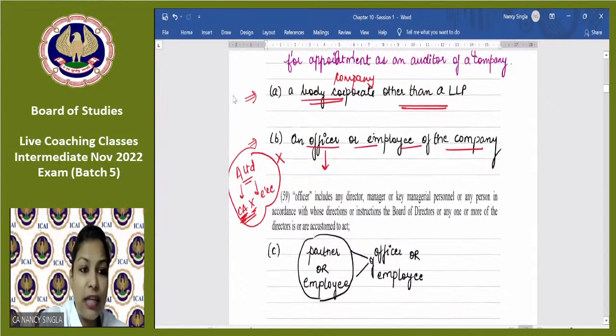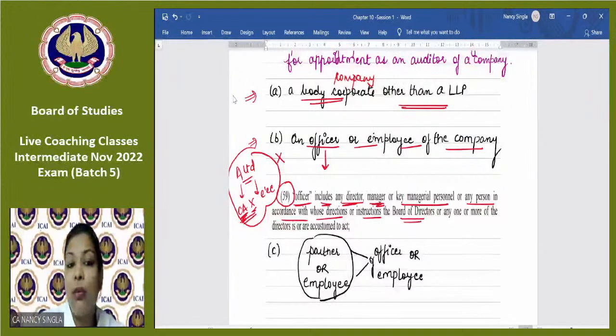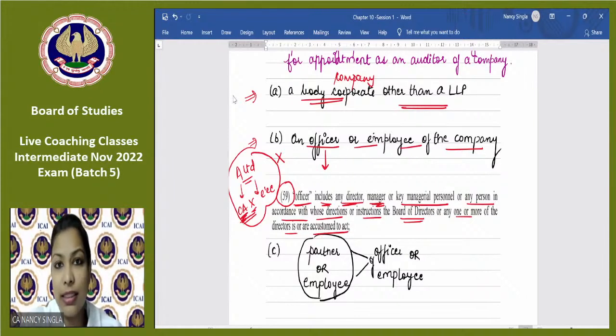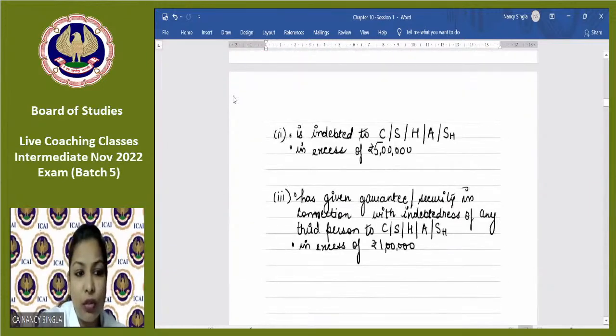So let us first understand what is an officer. The term officer has been defined in section 2, clause 59 of the Companies Act 2013, whereby it says officer includes any director, manager, or key managerial person, or any person in accordance with whose directions or instructions the board of directors or any one or more of the directors is accustomed to act. Okay? So it includes any director, manager, or key managerial person. And what is a key managerial person? Let me just take you through that definition also.